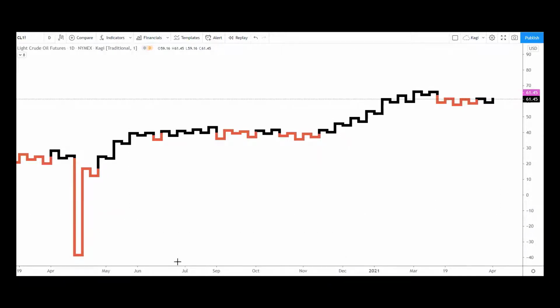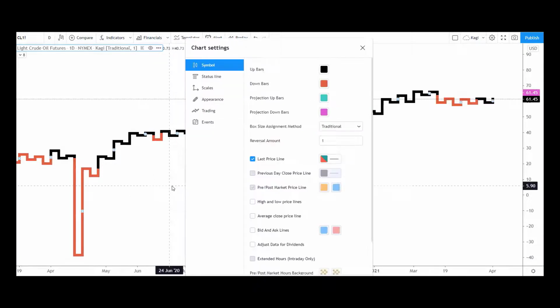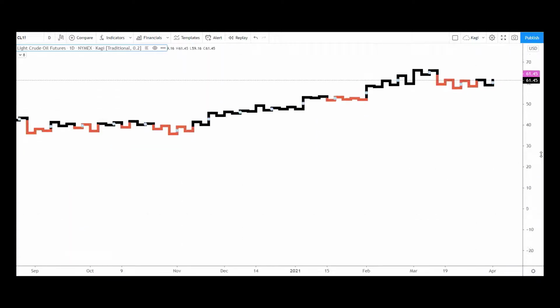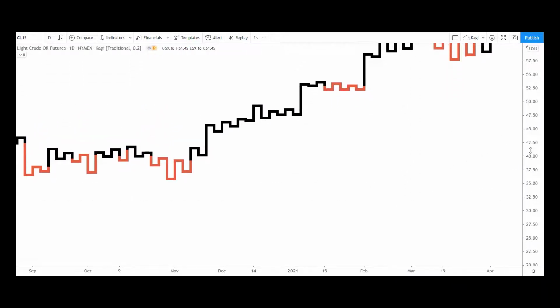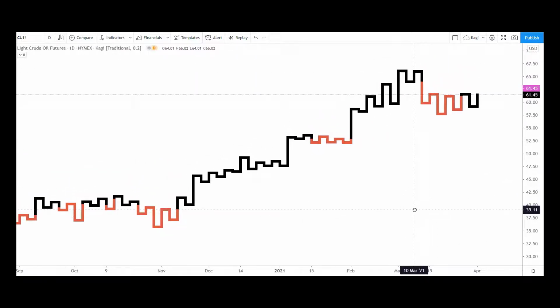And further still, we could speed it up again. Let's change it down to, say, just for argument's sake, 20 cents. Now we've got really only the latter part of 2020 and 21 in there, and again a different perspective on the same market on the daily time frame. You might want the daily time frame as your starting point, but others might want a different time frame.